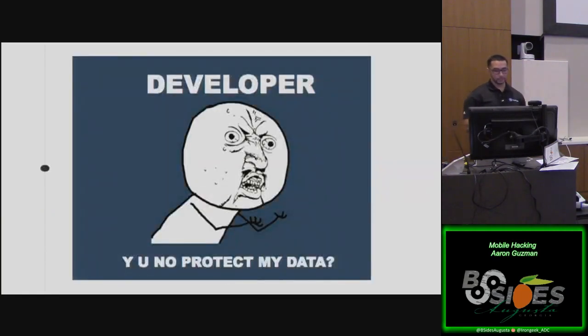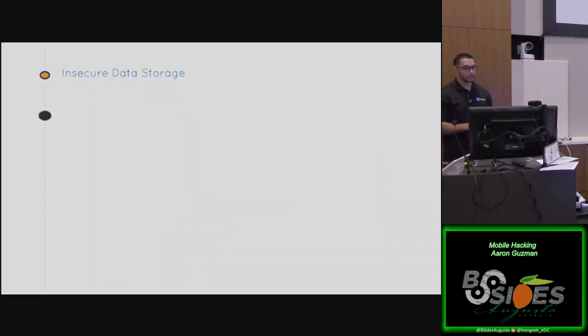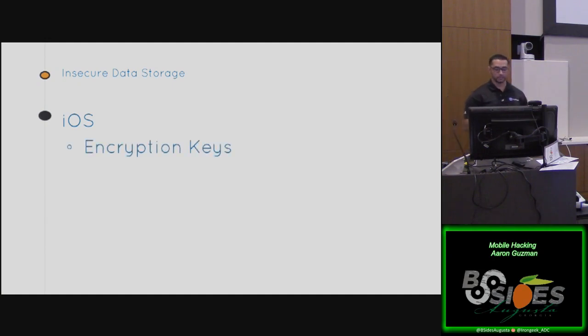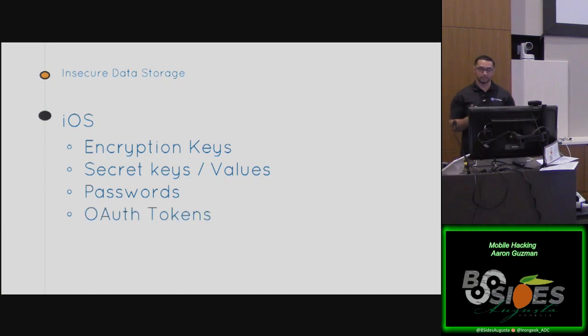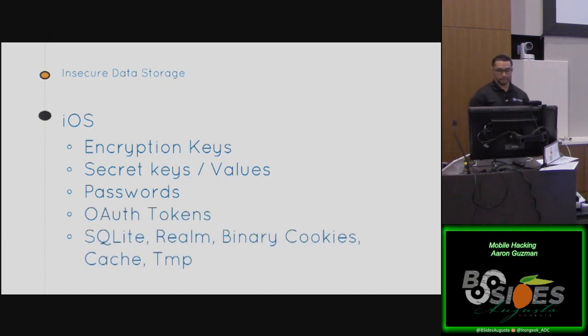And insecure data storage is everywhere within mobile applications. That's what I see the most. That's what I find. Whether it's personal information, encryption keys, secret keys or values, passwords, OAuth tokens, definitely. SQLite databases, Realm databases, which are iOS specific. Binary cookies, cache, and temp directories is where I look for those.